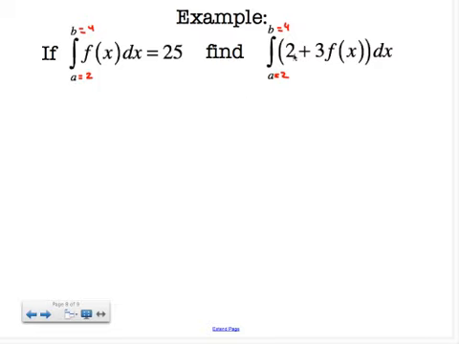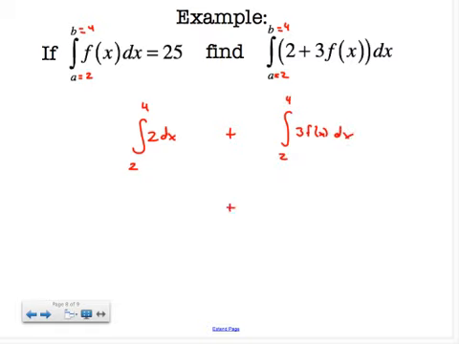Okay, how are we going to do that? Well, we're going to use the properties that we were given. So first thing is I see a sum under an integral sign. So that means I'm allowed to split the one integral into two. So I'm going to have the integral from 2 to 4 of 2 dx. The dx is going to go with both pieces. It will not make sense to have an integral without a dx. And the second piece will be 3 f of x dx with the same limits.